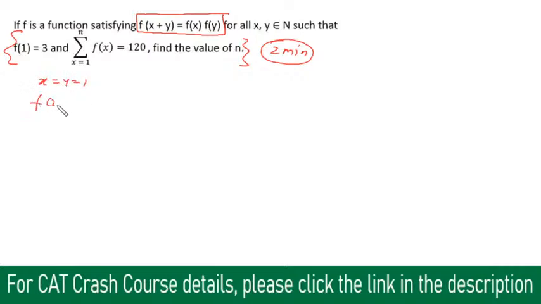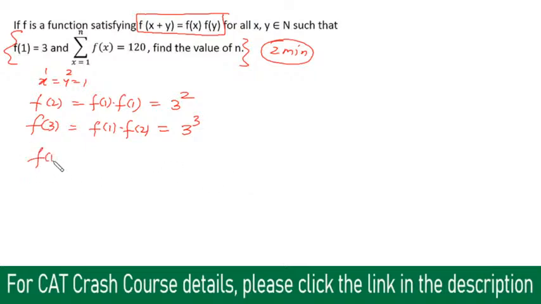Then in this case it will be f of 2, which is equal to what? f of 1 into f of 1, which is 3 square. And if I want to find f of 3, then I can take the value of x to be 1 and y to be 2. In that case it would be f of 1 into f of 2, and thereby I'll be getting the value to be 3 cube. So here I'm getting that f of 1 is 3 to the power 1, f of 2 is 3 to the power 2, f of 3 is 3 to the power 3, so on and so forth.